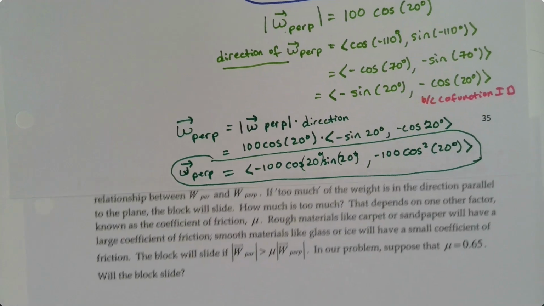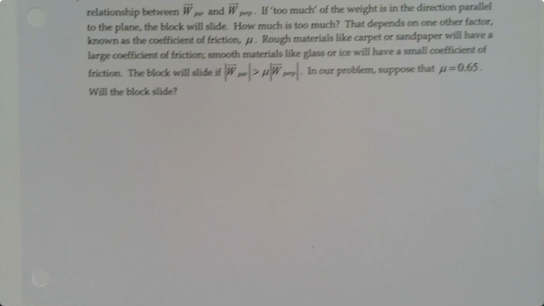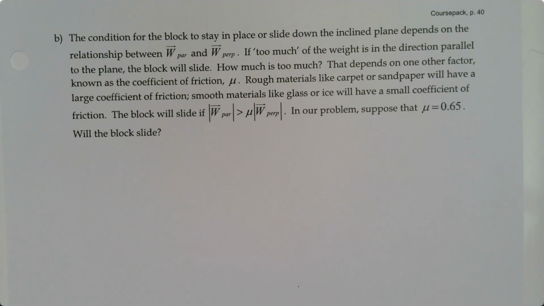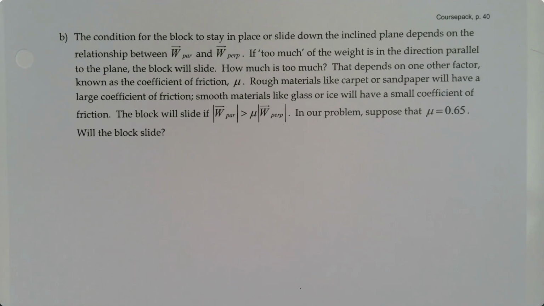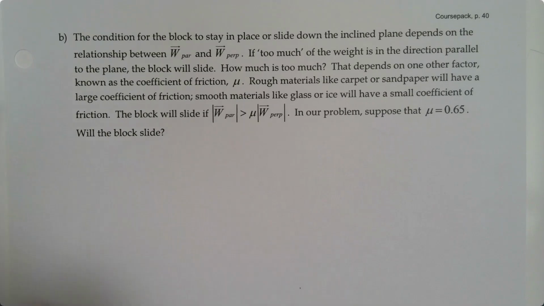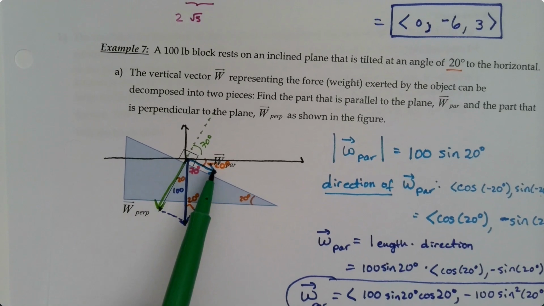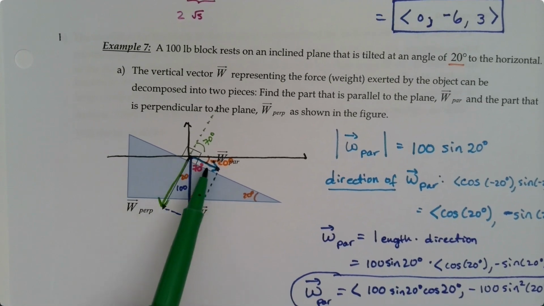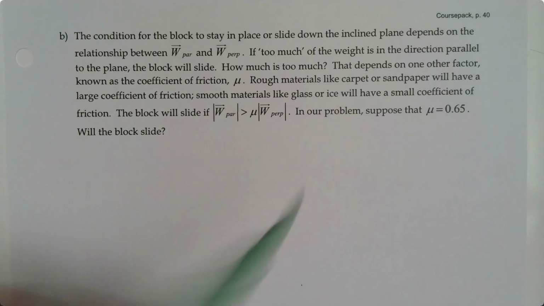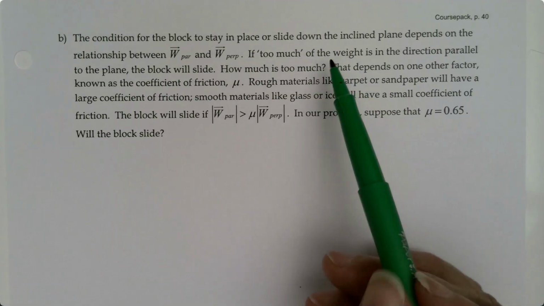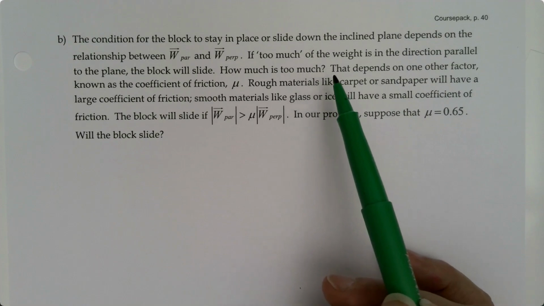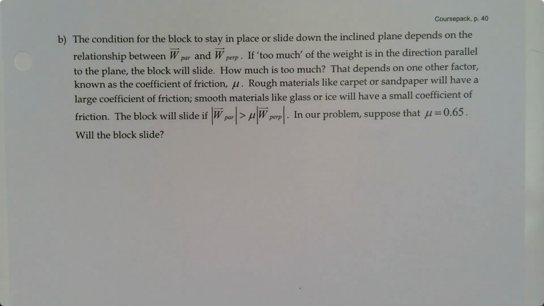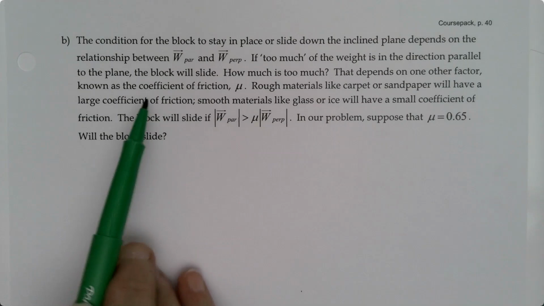So now we just have to answer a couple questions and we're done. The condition for the block to stay in place or slide down the inclined plane depends on the relationship between the component of the weight in the perpendicular direction, which is this way, versus the component in the parallel direction, which is this way. If too much weight is in the direction that's parallel, then the block's going to slide down.